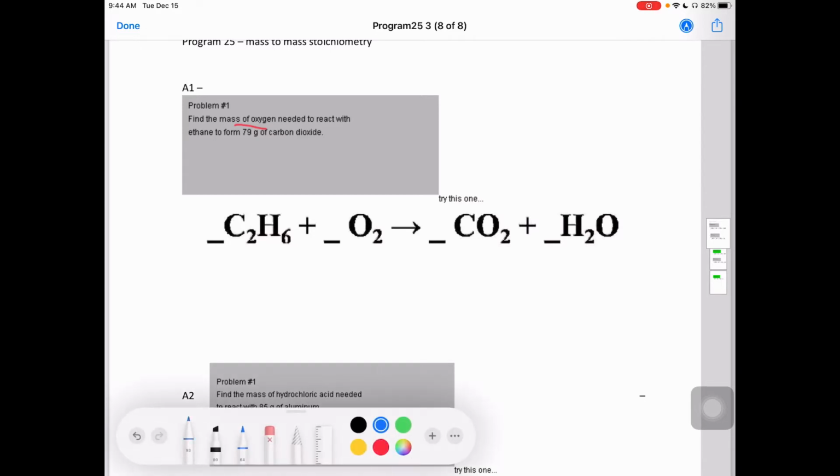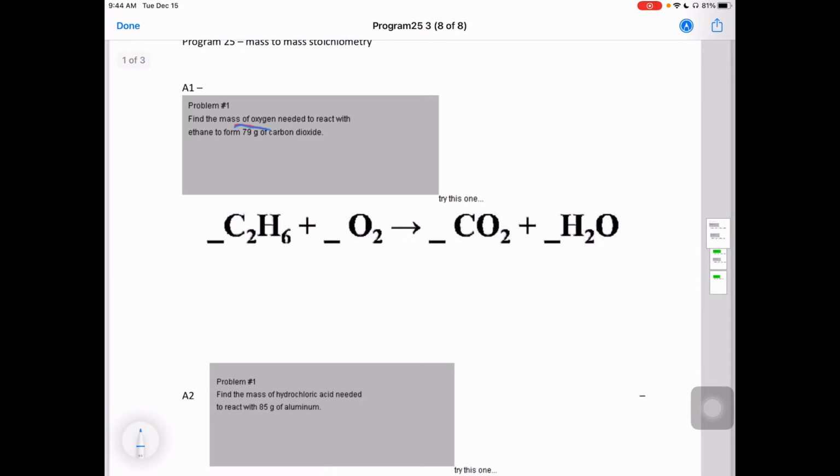Find the mass of oxygen needed to react with ethane to form 79 grams of CO2. So I'm going to put moles here first. We have 79 grams of carbon dioxide. We need to find the mass of oxygen, so we want to find these grams. That's what we want to find, but the path to do that is through moles in the balanced equation. So I'm going to convert the oxygen and CO2 to grams and moles.